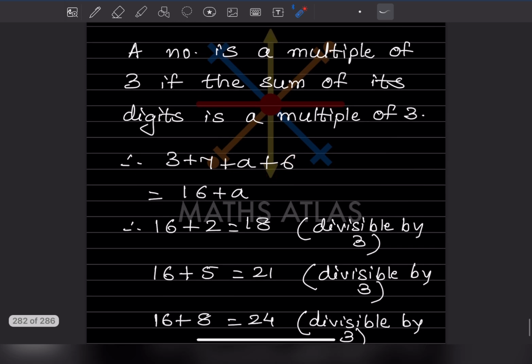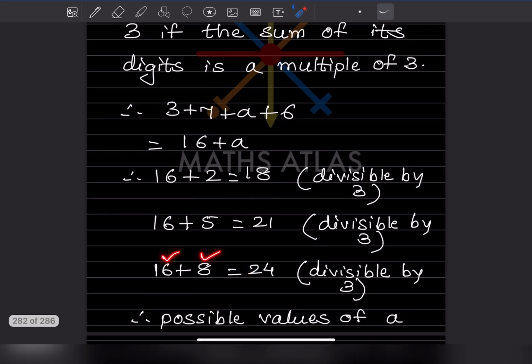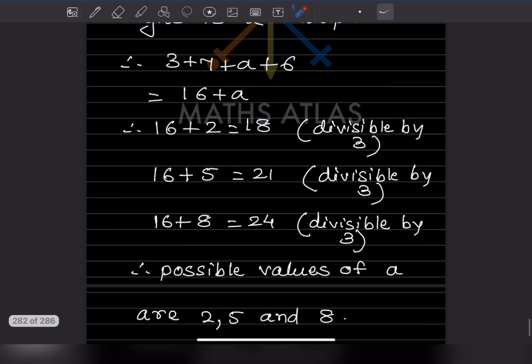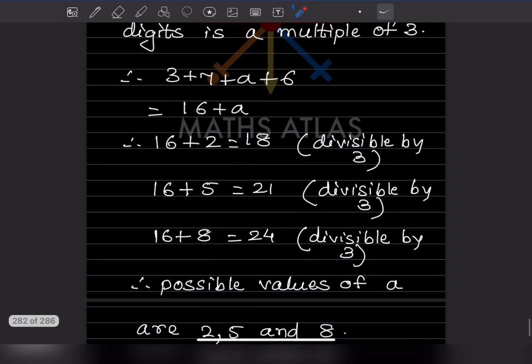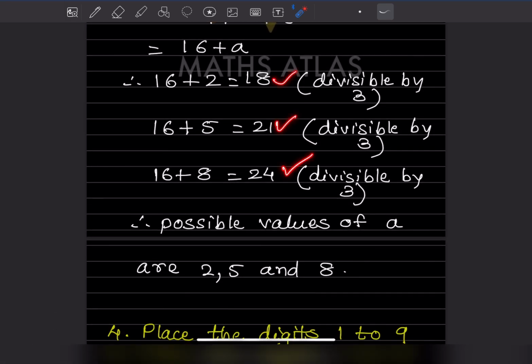That will be 16 plus A. Let us put 2 in place of A. 16 plus 2 is going to be 18, that is divisible by 3. Now if we put 5 here, 16 plus 5 will be 21, which is divisible by 3. Now if we take 16 plus 8, that is 24. That is also divisible by 3. So what are the possible values of A? These all three numbers are divisible by 3. So the possible values of A are 2, 5 and 8.